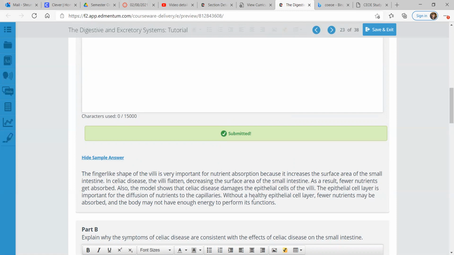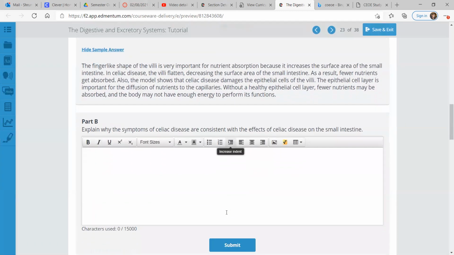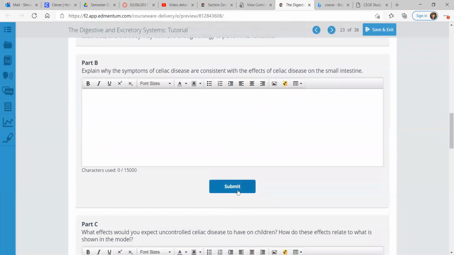The model also shows that celiac disease damages the epithelial cells of the villi. The epithelial cell layer is important for the diffusion of nutrients to the capillaries. Without a healthy epithelial cell layer, fewer nutrients may be absorbed, and the body may not have enough energy to perform its functions.